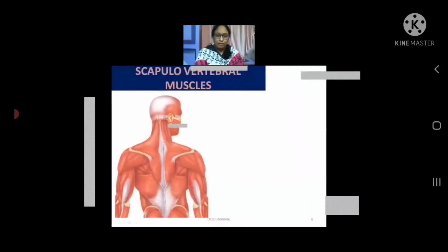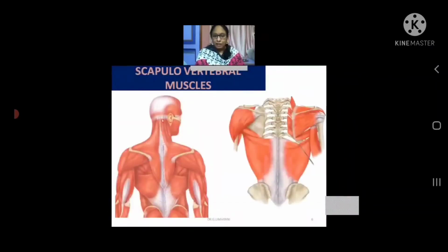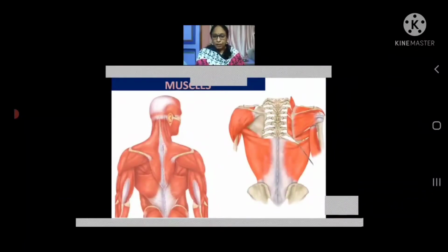So you can see such a big, trapezium-shaped muscle, and this is the trapezius. It arises from the occipital protuberance and nuchal lines, and from the vertebral column here, and it is attached to the spine of the scapula. And here you can see below a large muscle, which is known as the latissimus dorsi. So latissimus dorsi arises at the lower portion.